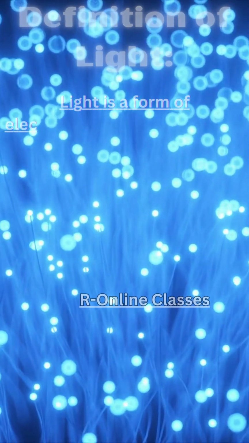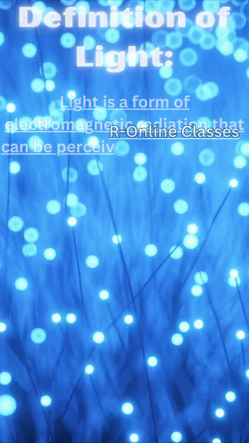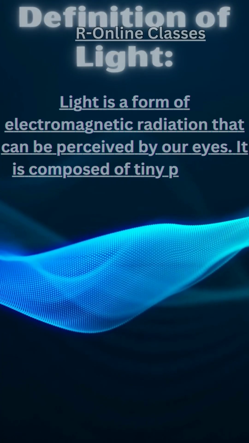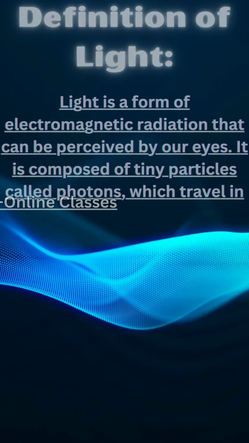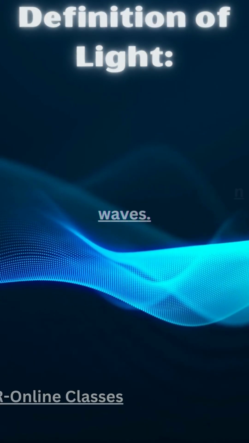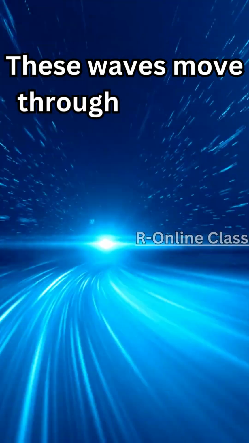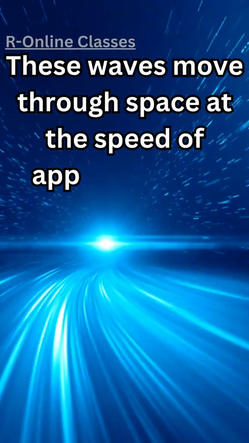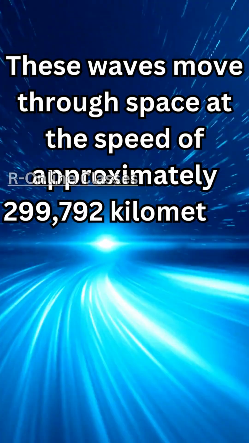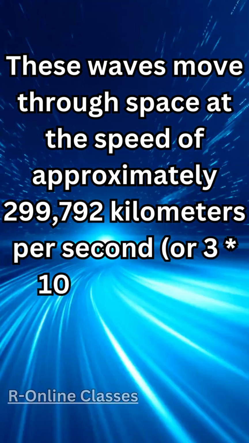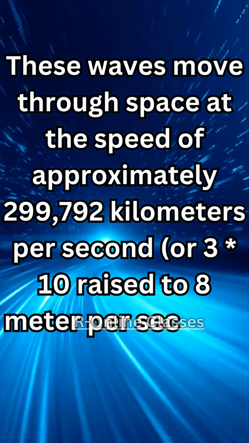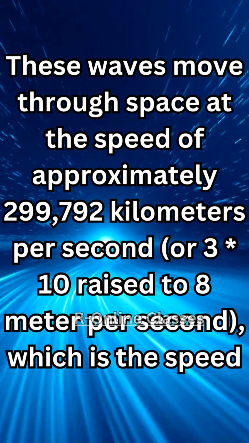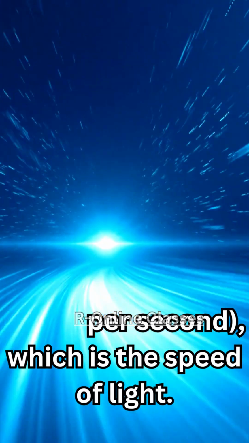Definition of light. Light is a form of electromagnetic radiation that can be perceived by our eyes. It is composed of tiny particles called photons, which travel in waves. These waves move through space at the speed of approximately 299,792 kilometers per second, or 3 times 10 raised to 8 meters per second, which is the speed of light.